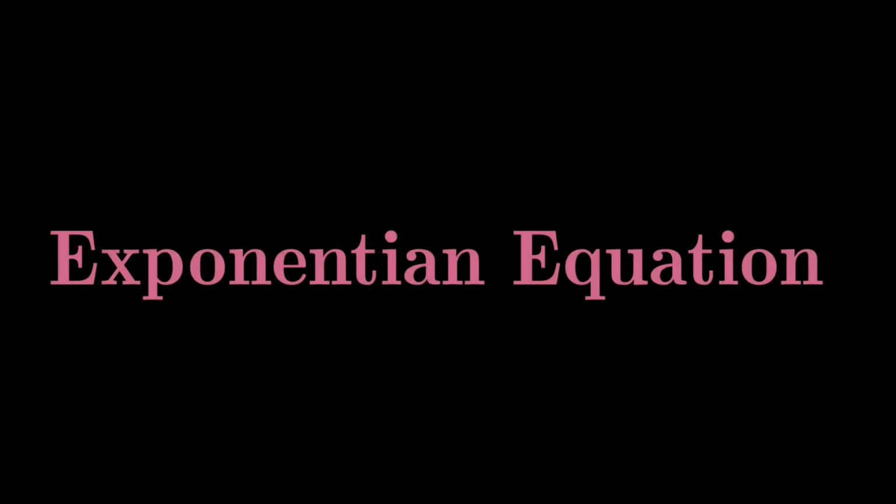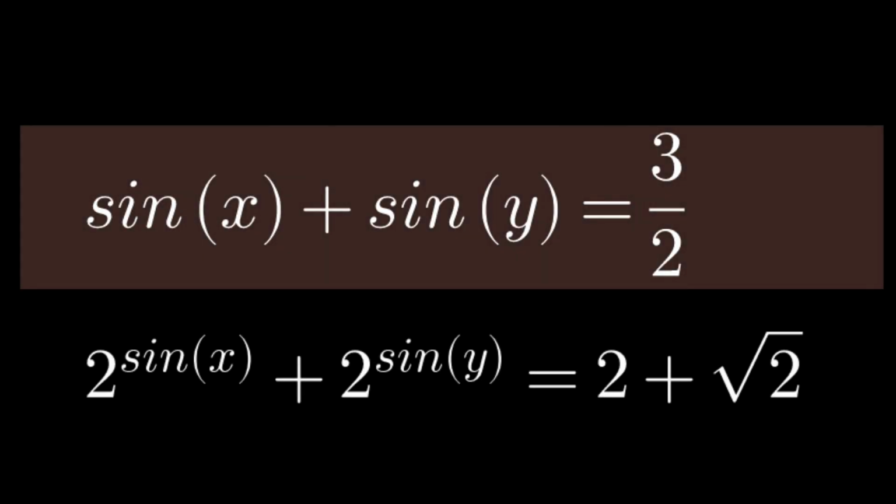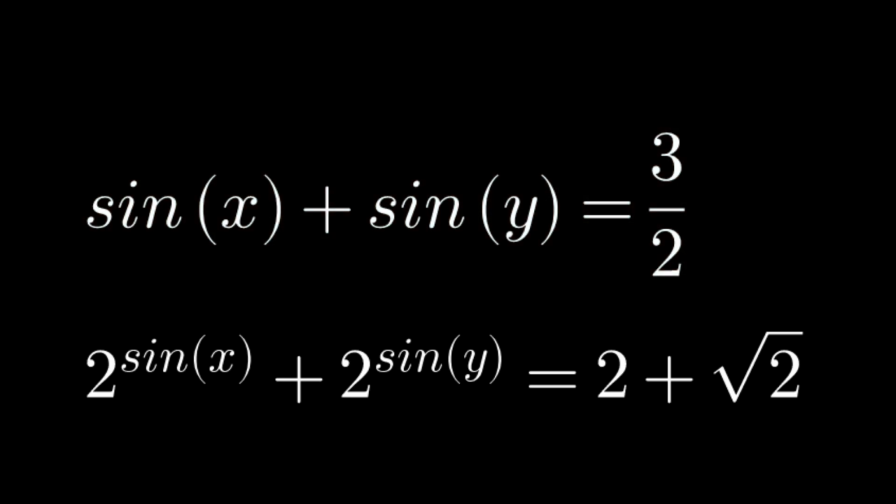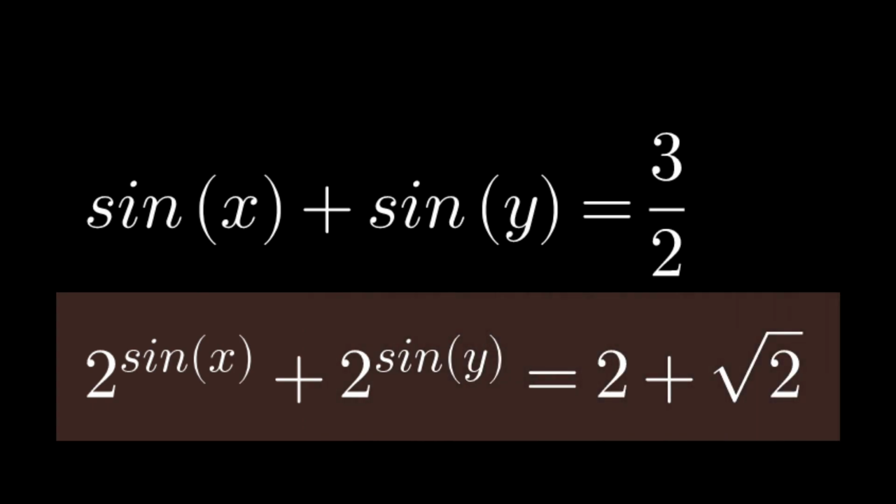So today we are going to be solving an interesting trigonometric exponential equation. We have two equations given. The first equation is a normal trigonometric equation and it is sin x plus sin y equals 3 upon 2. Now the second equation is a trigonometric exponential equation and it is 2 to the power sin x plus 2 to the power sin y equals 2 plus square root of 2.